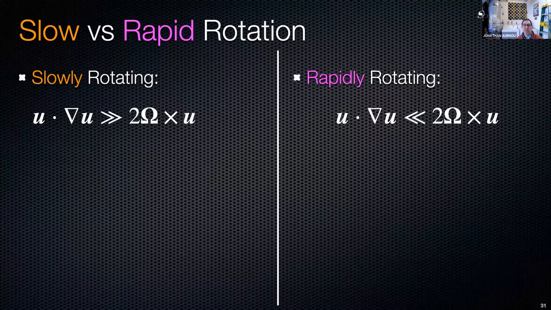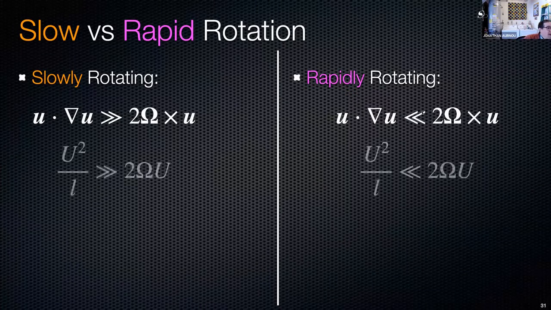We're going to define the slowly rotating regime to be that in which the fluid inertia swamps the Coriolis term. And we'll define the rapidly rotating regime simply as when the inertia of the flow is much less than the Coriolis term. And so let's scale these. In both cases, we'll get u squared over L on the left on this convective scale is greater than the Coriolis term on the right in the slowly rotating regime, and in the rapidly rotating regime, that inertial term will be less than.